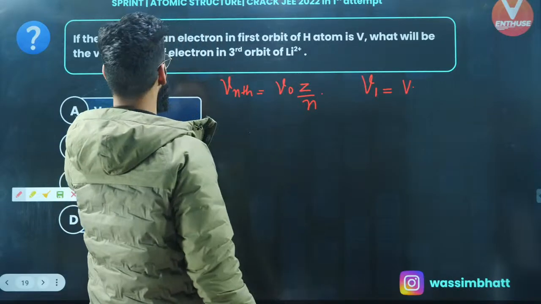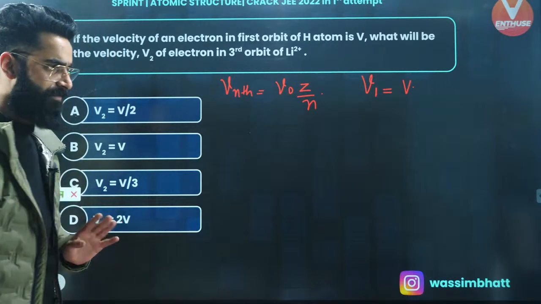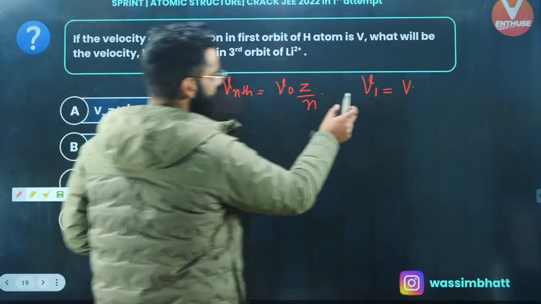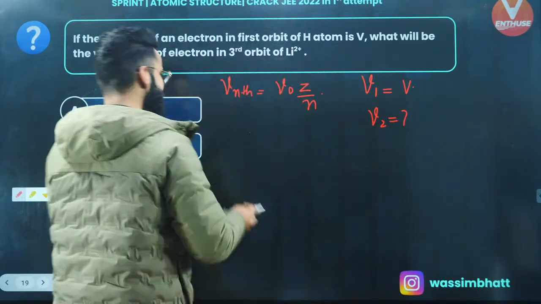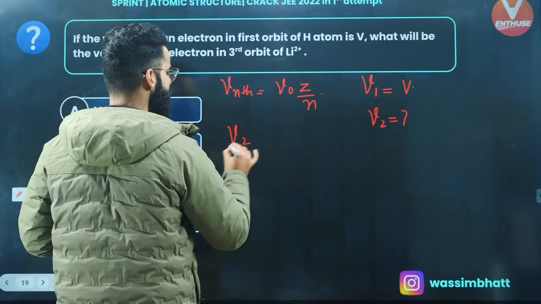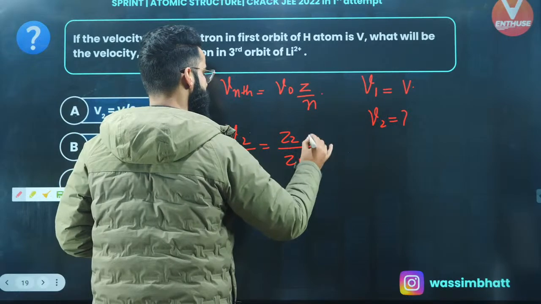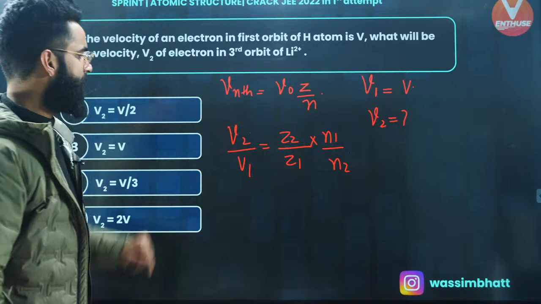what will be the velocity v2 of the electron in the third orbit of Li positive? That's something which I need to calculate, right? So if the velocity v1 value is equal to v, I need to calculate v2 value exactly. Basically I'll again be taking the ratio. I'll say v2 divided by v1 will be equal to z2 divided by z1 multiplied by n1 divided by n2, right? v2 is something which I need to calculate.